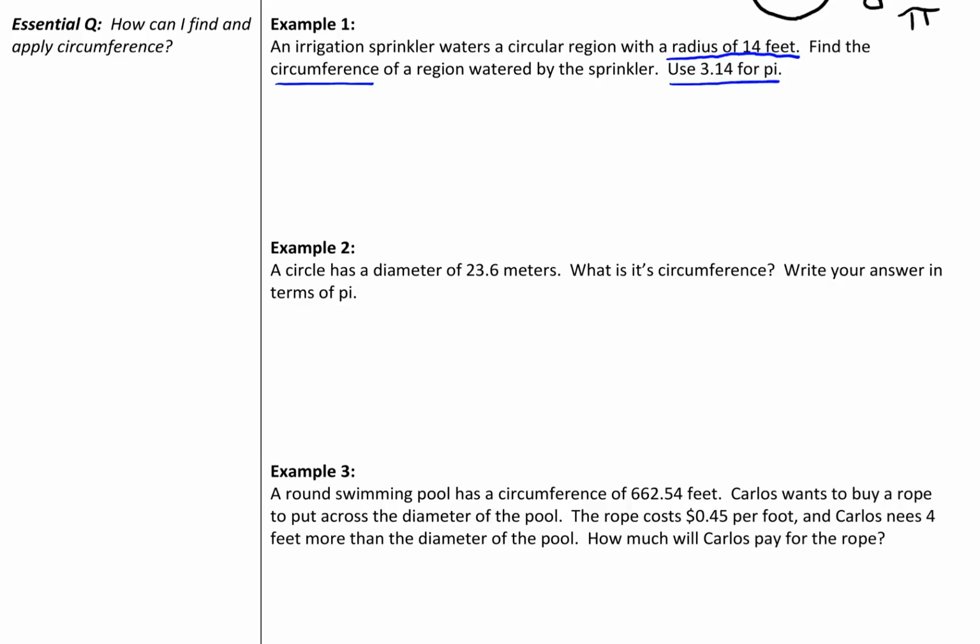So for my visual learners, it's really important that we draw what this looks like, especially when we have word problems. So here's a circle, kind of a rough circle. And it has a radius of 14 feet. Remember that a radius is half the distance across a circle from the center to the side. And so since we have a radius, we want to use the formula C equals 2 pi r.